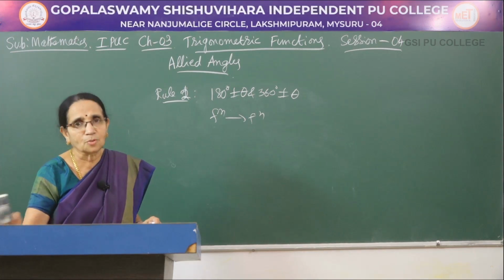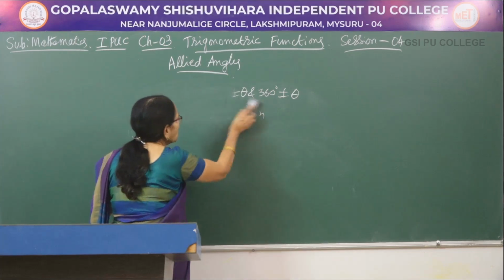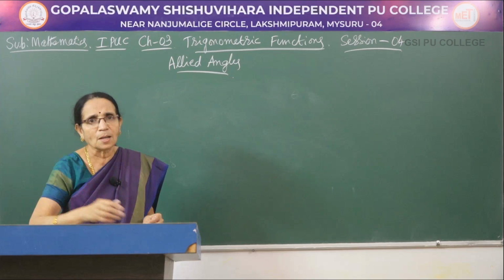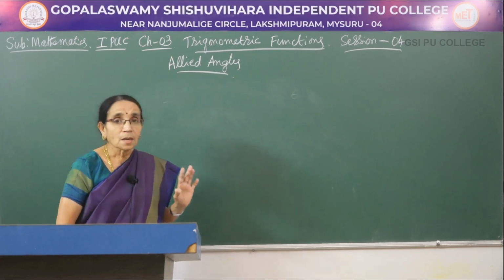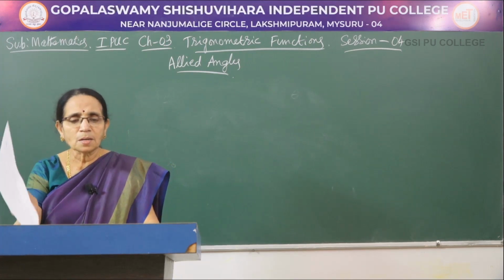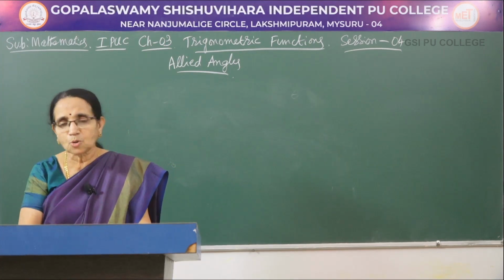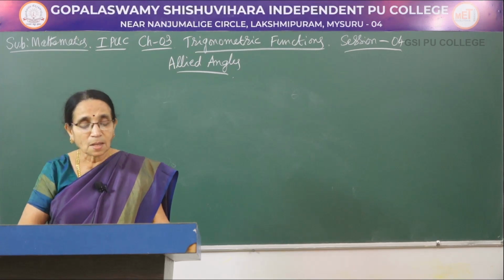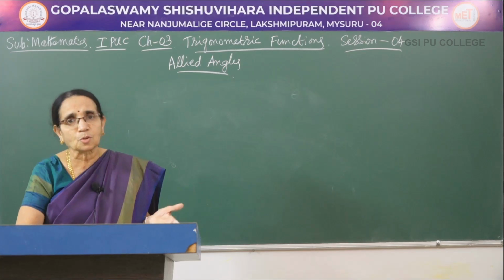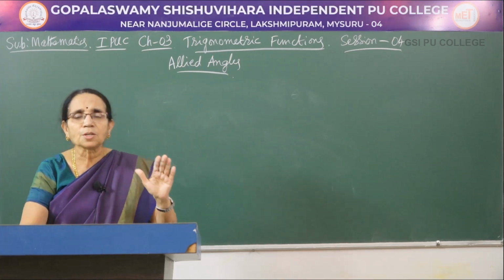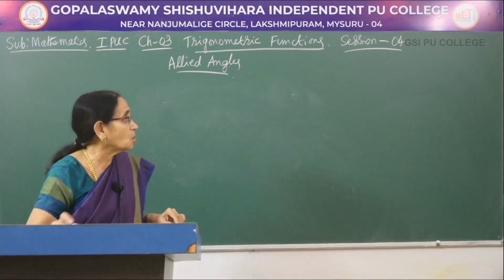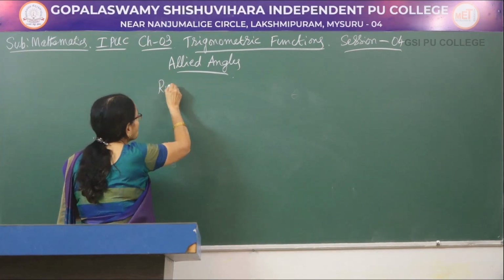Now, both these rules, rule 1 and rule 2, give us only the value of that one. Here the sign would be different. See, in the first quadrant, we have taken all the ratios to be positive, isn't it? But when you go to different quadrants, second, third, fourth, a particular function or ratio would be positive, the other would be negative. For that, we have a third rule here.